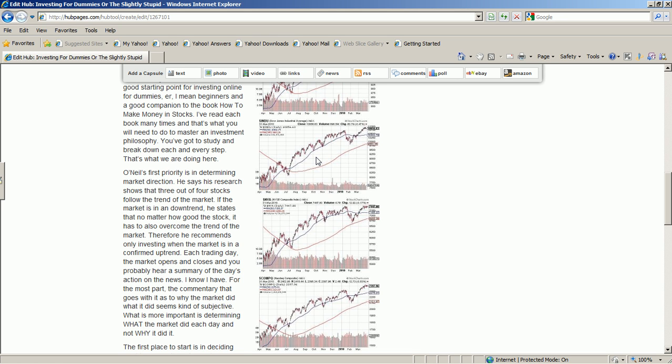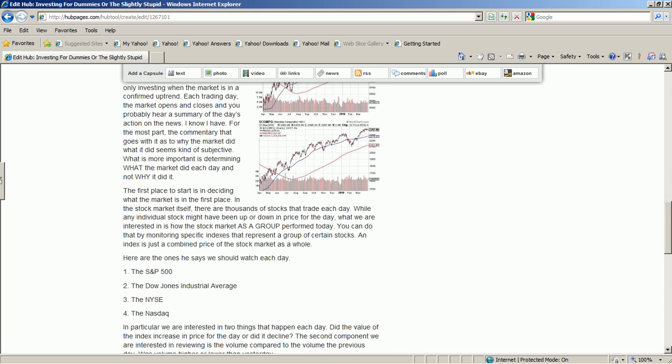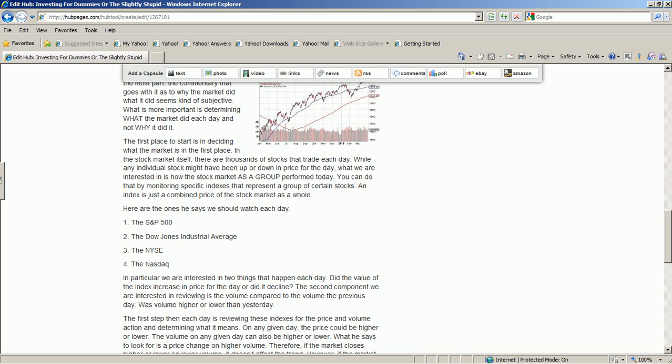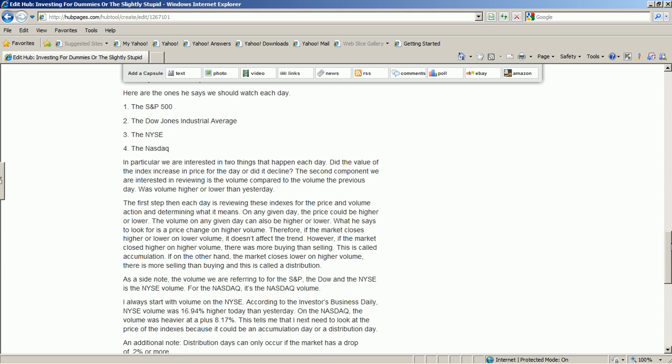So each day you want to look at each of these indexes. Today I looked at the New York Stock Exchange, and I compare the volume to the S&P, the Dow Jones, and the New York Stock Exchange. Volume was higher today. I also looked at the NASDAQ to see whether volume closed higher or lower, and it also closed higher. So what I needed to do then was to look at the price.